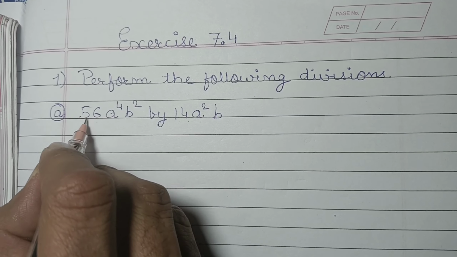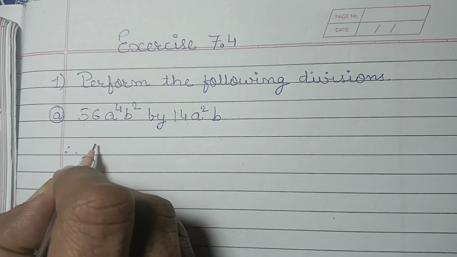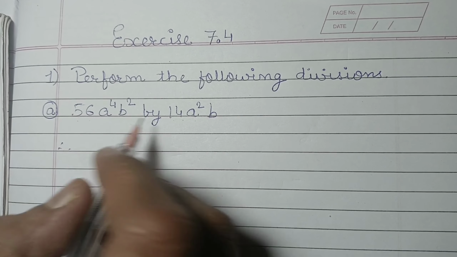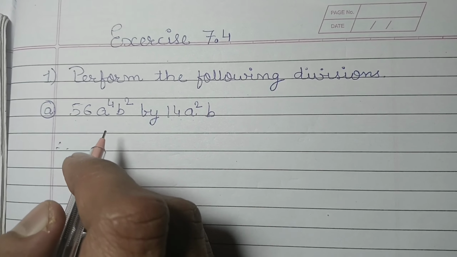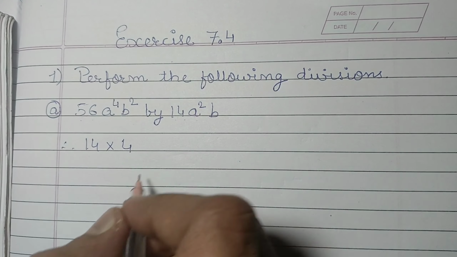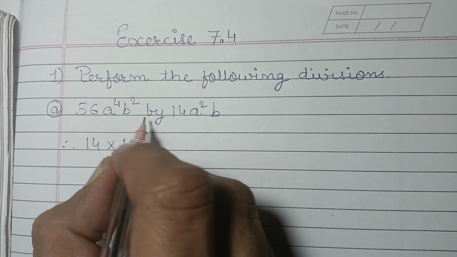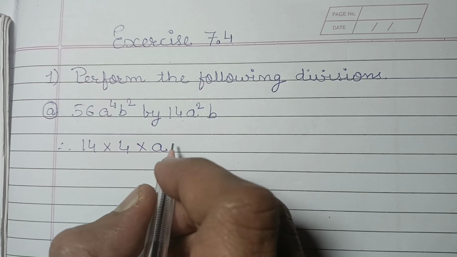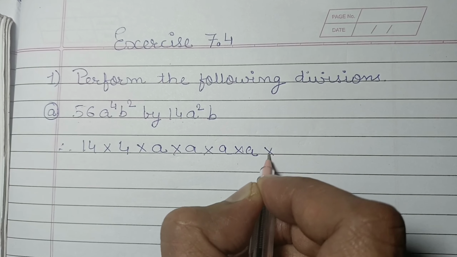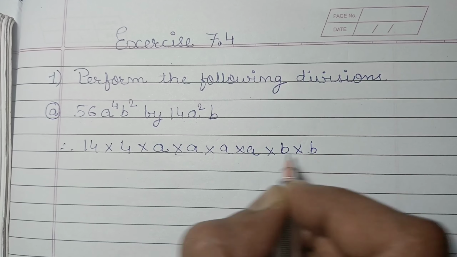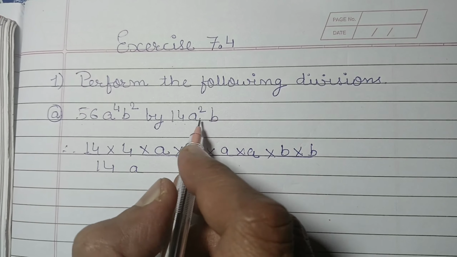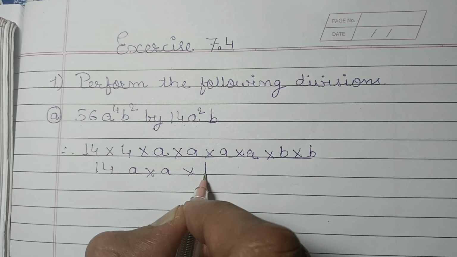So first we have to factorize this whole term. 56 is the factor of this. 14 4s are 56 into a to the power 4, so we'll write a 4 times, and b to the power 2, so we'll write b 2 times, divided by 14. We'll write a 2 times and b 1 time.